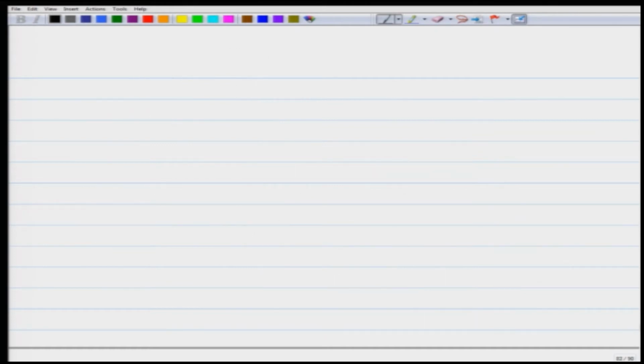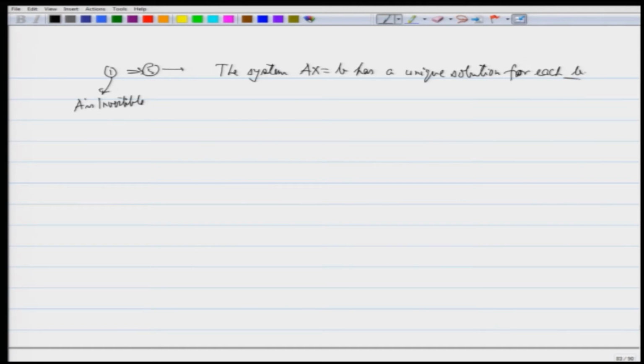Is that okay? Fine. Now, let us try to prove 1 implies 5 and 5 implies 6. So, 1 implies 5. 1 says that A is invertible, that is given to me, and 5 is that the system Ax is equal to B has a unique solution for each B. So, let x naught be a solution. Here we know that x is equal to I times x. Now, A is invertible, so I can multiply by A inverse: x is the same as A inverse of Ax, which is A inverse of B. So, x is equal to A inverse of B is the unique solution.